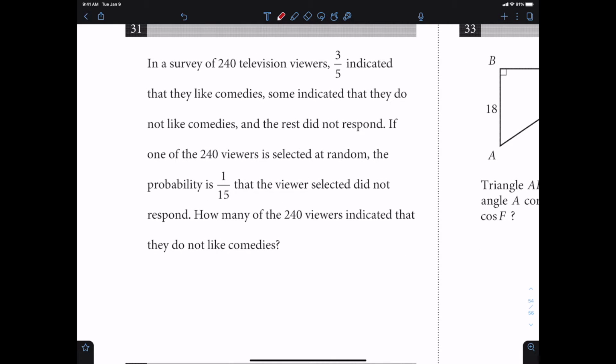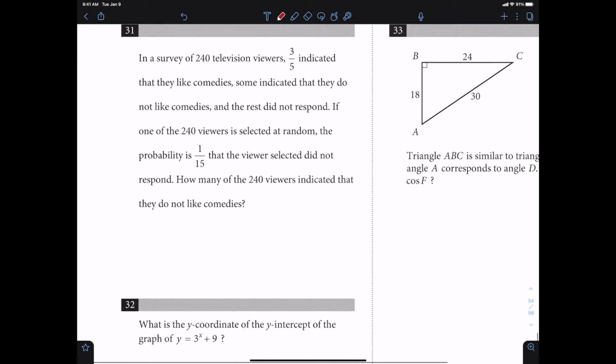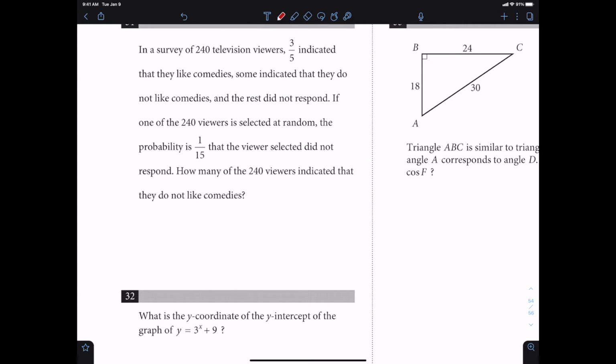In a survey of 240 television viewers, 3/5 indicated that they like comedies, and some indicated that they do not like comedies, and the rest did not respond. If one of the 240 viewers is selected at random, the probability is 1/15 that the viewer selected did not respond. How many of the 240 viewers indicated that they do not like comedies?